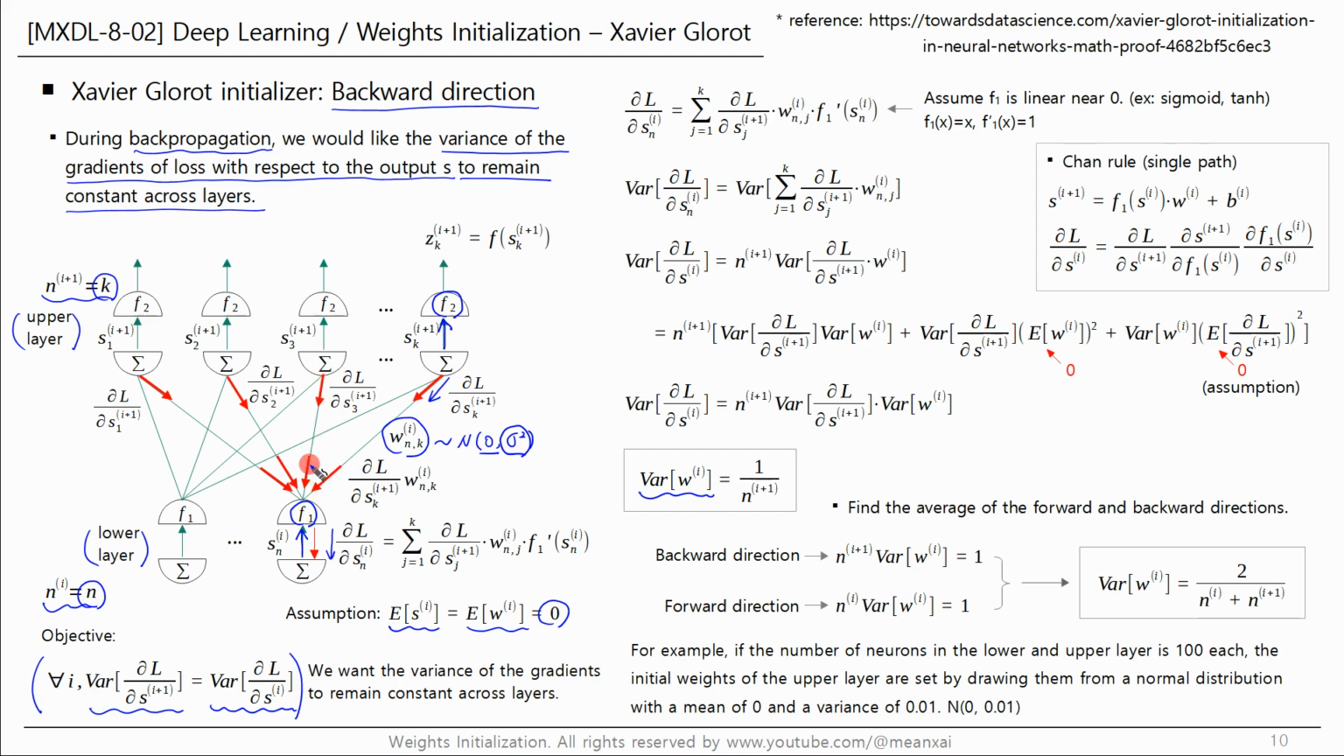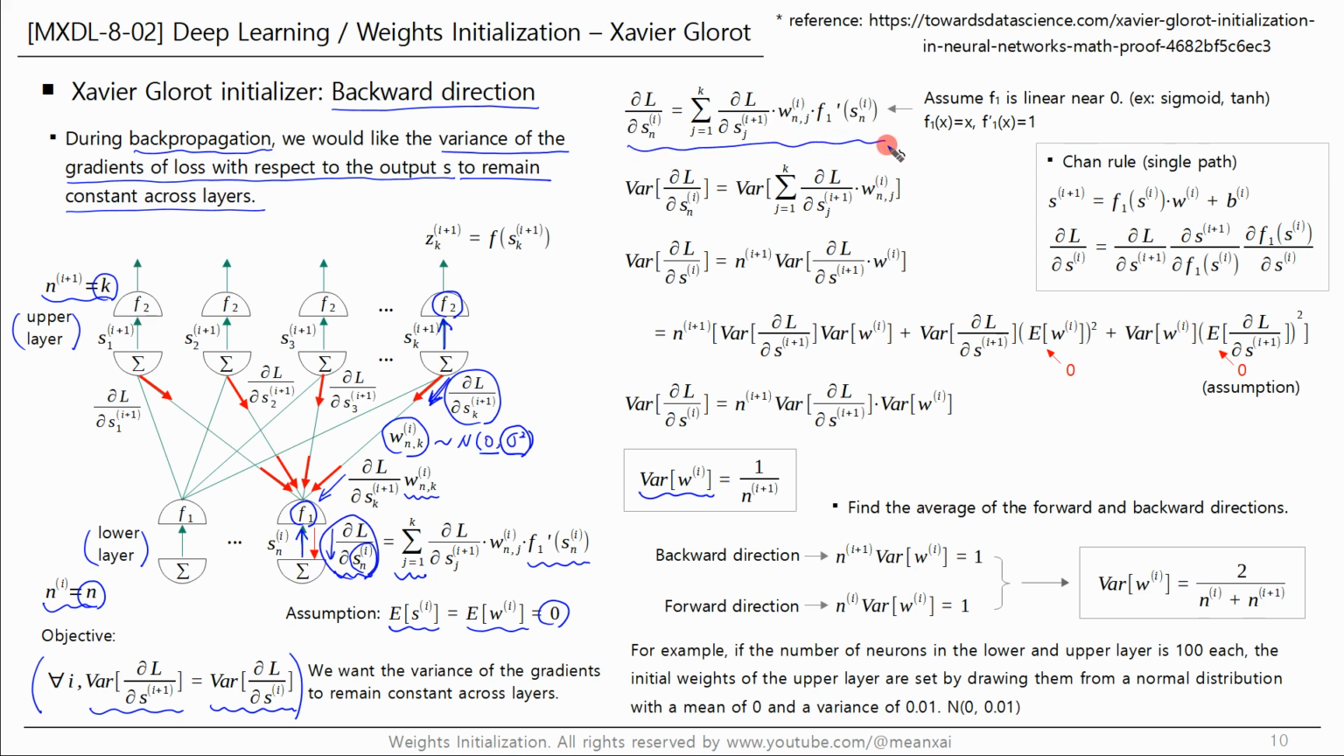The gradients backpropagated from the upper layer are combined here. The gradient propagated through this path is multiplied by Wi and passed to the lower neuron. And then F1 prime of Si is multiplied. The sum of all these is the gradient of L with respect to Si. Again, our objective is to make the variances of these two gradients equal.